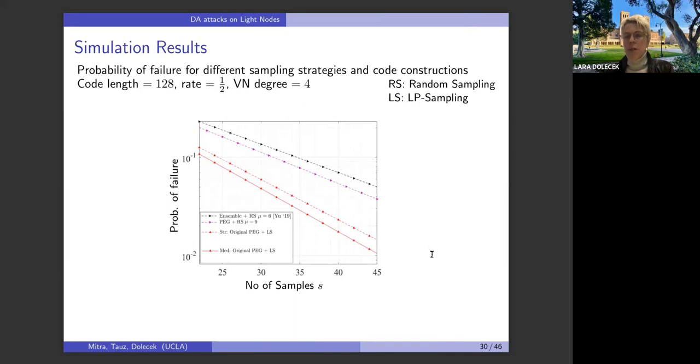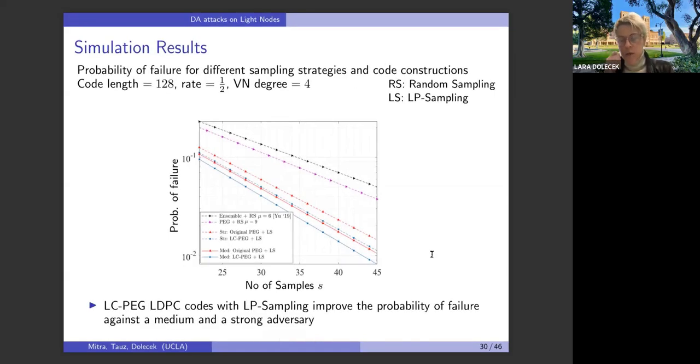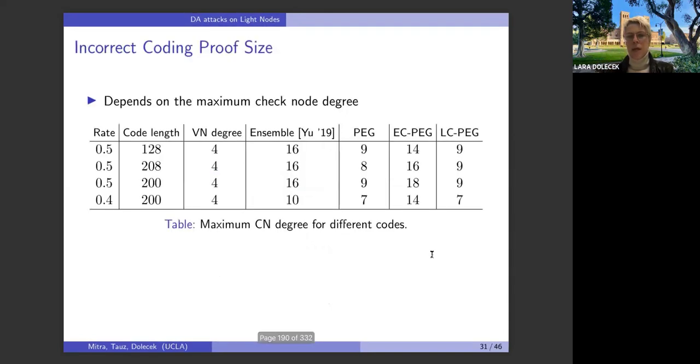Now first with the original PG construction and our improved sampling, and then our new code and our choice of sampling. And so again, as we showed also in the weak adversary setting, it is beneficial to improve both the code and the sampling strategy that the light nodes would employ. And just to also briefly mention the incorrect coding proof size, that's something I referred to before as being one of the deficiencies of the MDS codes. What we see here, this is for various parameters, is that the incorrect coding proof size depends on the maximum check node degree.